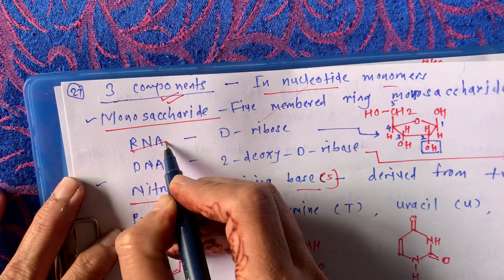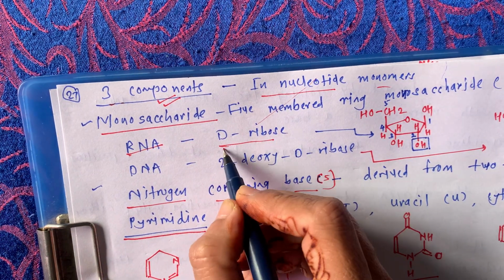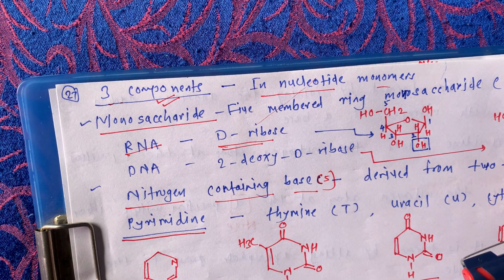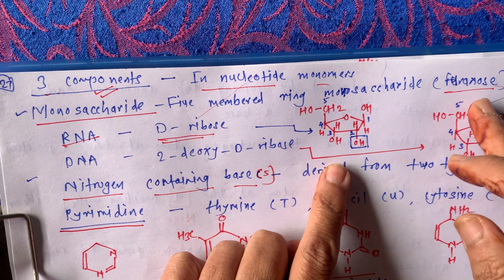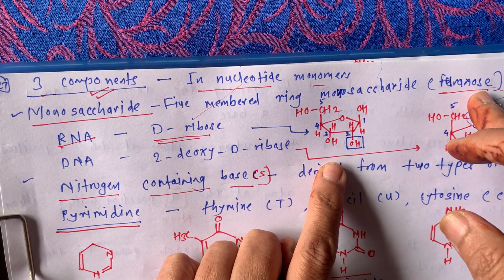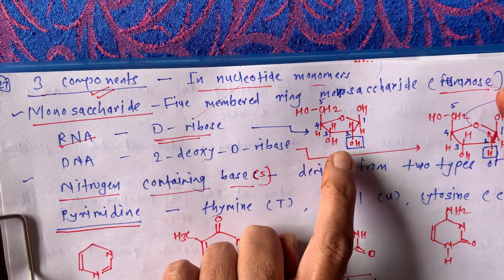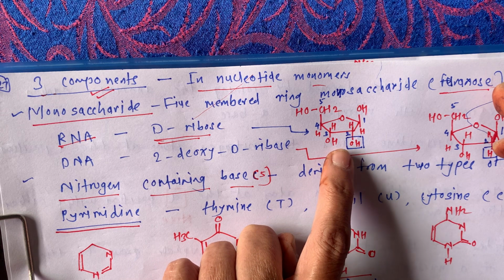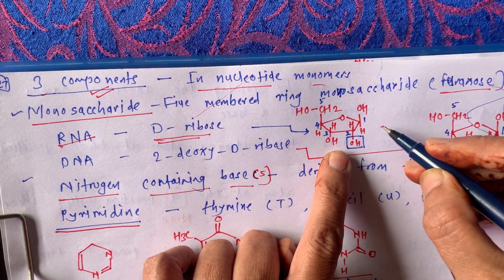In RNA, the sugar is D-ribose. D-ribose is nothing but a furanose. What is furanose? We studied it in glucose. Furanose is a 5-membered furan-like structure, that's why we call it furanose. Then we studied fructofuranose, which is a derivative of fructose. But now here it is D-ribose, and the D-ribose structure is like this.